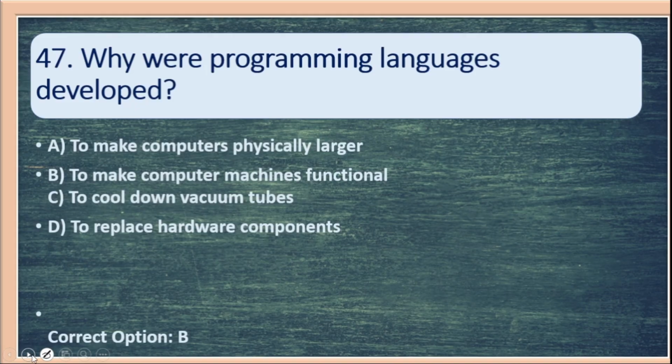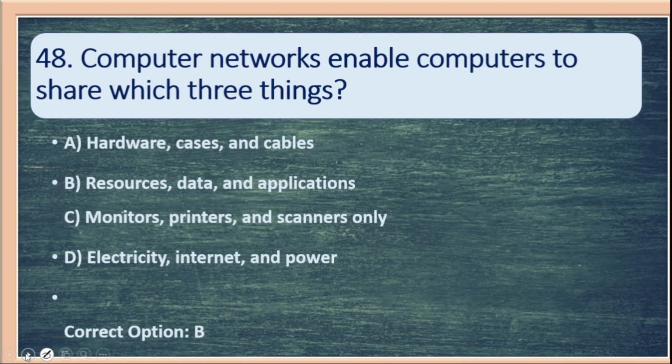Why was a programming language developed? To make a computer physically larger, to make a computer machine functional, to cool down vacuum tubes, to replace hardware components. Answer is B, to make a computer machine function. Computer networks enable computers to share which three things? Hardware, chassis and cables; resource, data and applications; monitor, printer and scanner only; electricity, internet and power. Answer is B, resource, data and applications.